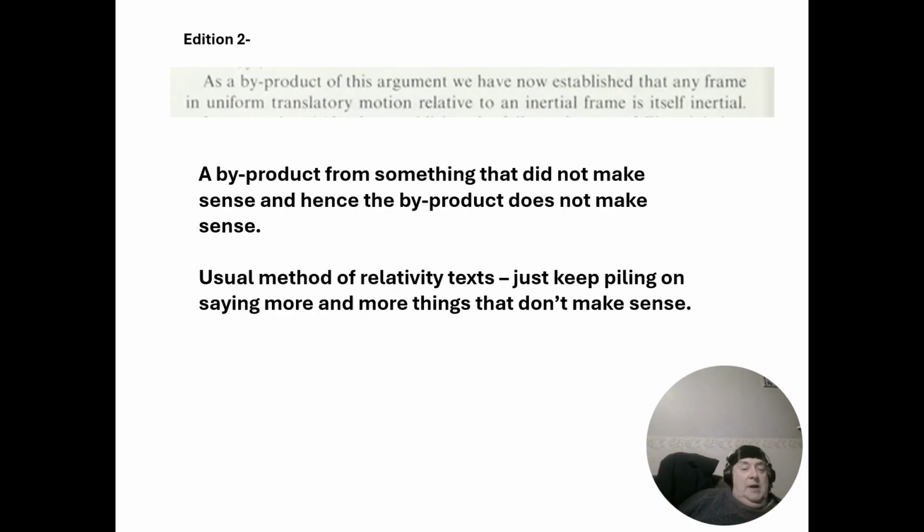So edition 2 of the book carries on to say, "as a byproduct of this argument, we have now established that any frame in uniform translatory motion relative to an inertial frame is itself inertial." And my complaint about that is it's a byproduct from something that did not make sense, and hence the byproduct itself does not make sense. So something that doesn't make sense leads to something else which does not make sense. It's the usual method of relativity texts to just keep piling on, saying more and more things that don't make any sense.